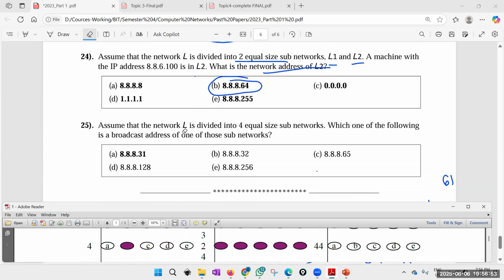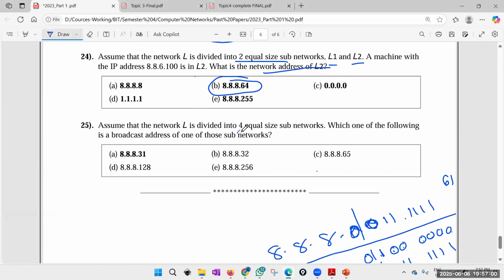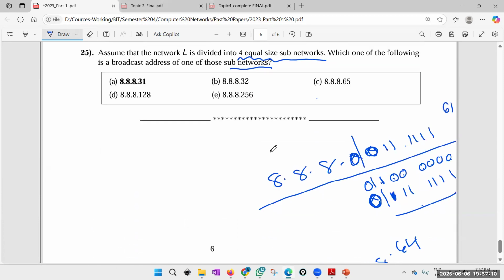Right. Assume that the network L is divided into 4 equal size subnetworks. Now they are going to break it into 4 equal size subnetworks. Which one of the following is the broadcast address of one of those subnetworks? Right. If they are going to break it into 4 parts, we are going to borrow 2 bits. So then it will be 8.8.8.0 and 2 bits, because 1 bit is not enough. Earlier, we broke it into 2 by taking only 1 bit, 0 and 1. Now you need to take 2 bits.